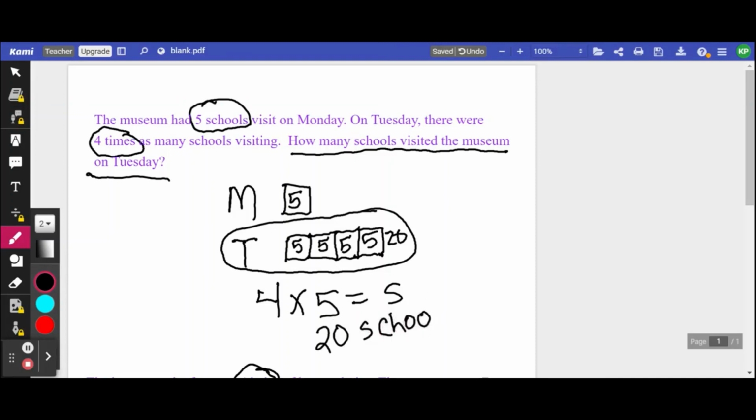And if you have a hard time figuring out what you should do with your label, go back to the question that's underlined. How many schools visited the museum? And it would make sense if your answer was 20 schools. All right, so that is a brief introduction of how to do some model drawing for problem solving.